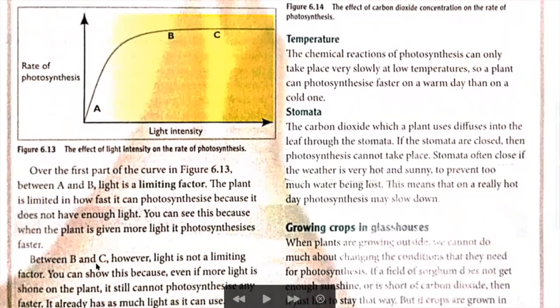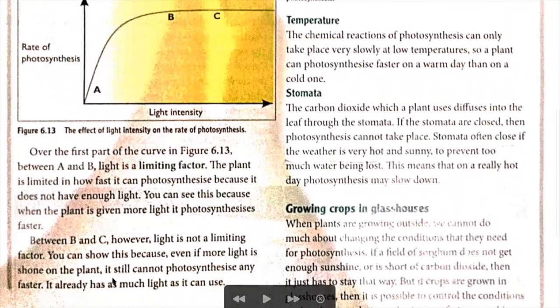But ni awak tengok ni. Between B and C, however, light is not a limiting factor anymore. Sebab apa? Because the plant receives enough light. Maksudnya, at this point, dekat B ni, the light intensity is enough, is sufficient.